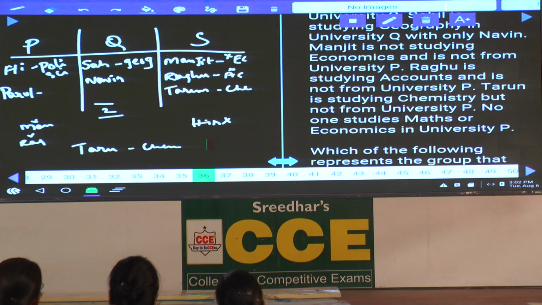And no one studies maths or economics in University P. Now here, this Tarun is chemistry. Now this person, Raghu, cannot be accounts. Is it? Tarun is studying?